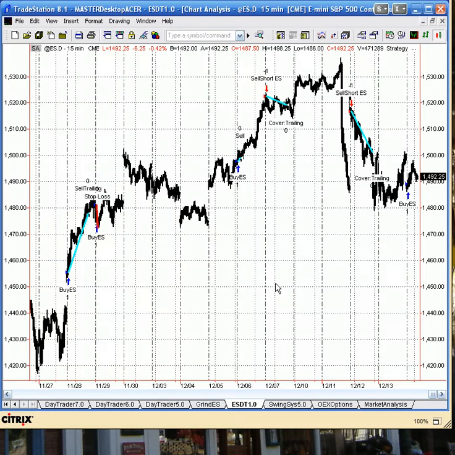Here's our ES Day Trader 1.0 in a nice long position. It was nicer about an hour ago, but some nice trades here. Obviously, catching the short side. Boom, 1, 2, 3, 4, and another winner. So 5 out of the last 6 winners there.